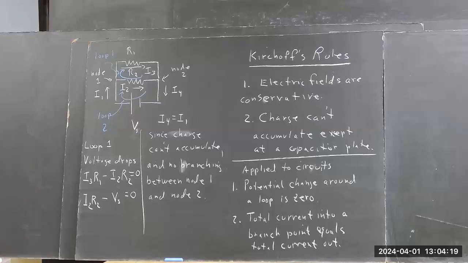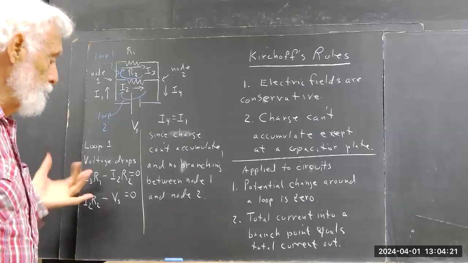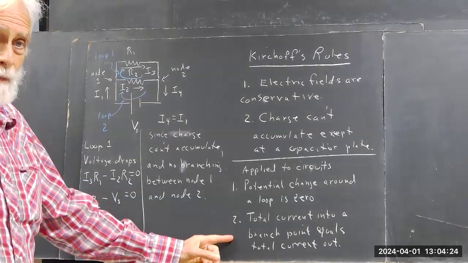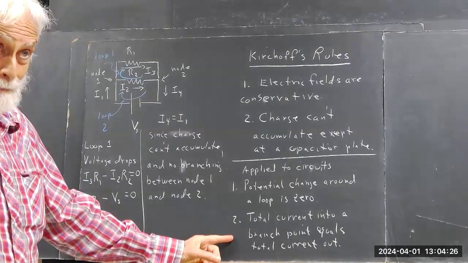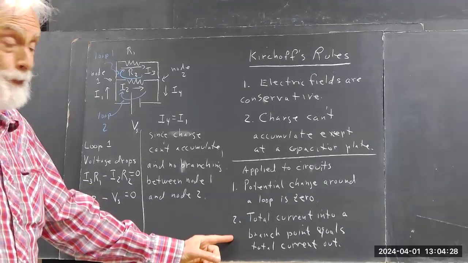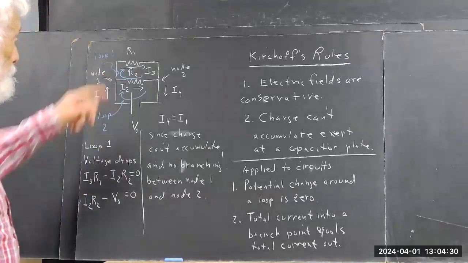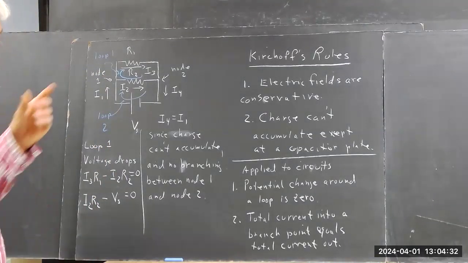Okay, so we can't use any more loops. We've got to use a branching point, a node. Okay. So which node do you want to use? Well, everybody wanted to use node one. Okay, so we use node one.